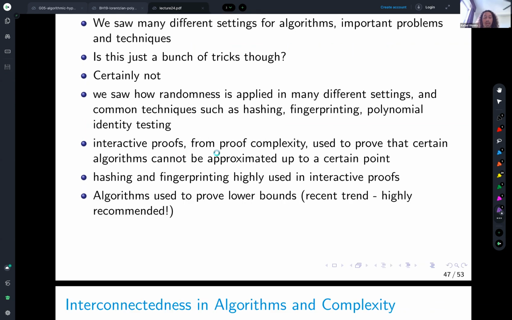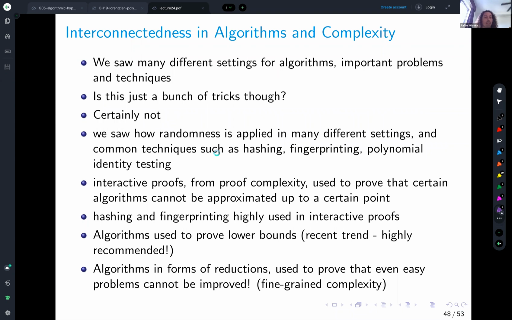And again, as I emphasized before, and I cannot emphasize this enough, algorithms in the form of reductions are used to prove that even easy problems sometimes cannot be improved. This is the fine-grained complexity. But as we saw, these reductions are really key to relating problems in computer science, or whatever problems you're trying to solve. It's a way of saying this problem is equivalent to the other one, computationally speaking. So learning these reductions is essentially learning how mathematics or physics, everything algorithmically, is interrelated.